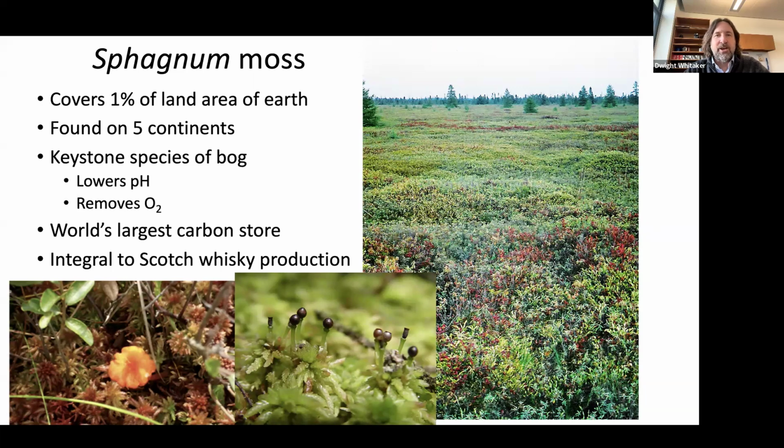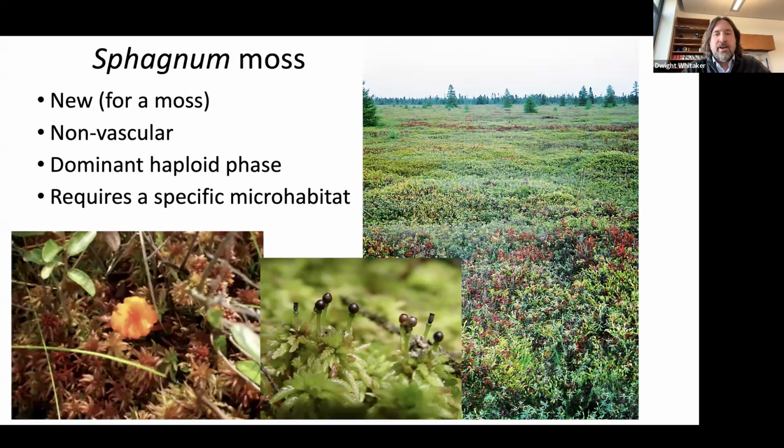So not where people live, but in some ways it's the most successful land plant there is, right? It's covering 1% of the land area on Earth. It's found on 5 continents. It completely takes over ecosystems by lowering the pH and removing oxygen. It's the world's largest terrestrial carbon store. I should quantify that. And maybe most importantly, it gives Scotch whiskey its unique taste. All right.